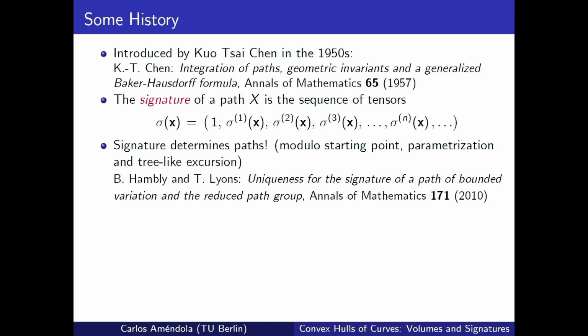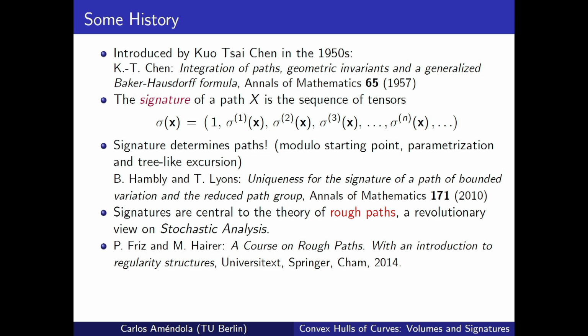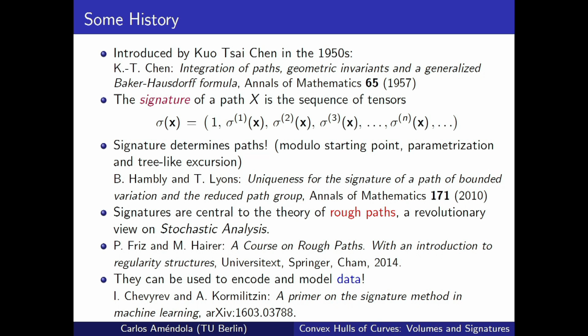And so this is Terry Lyons, for example, at Oxford. And they have been used in stochastic analysis, in particular for rough paths. So there is one reference, Peter Friz and Martin Hairer. So they're very useful, and also for data, so machine learning. I have this reference here.